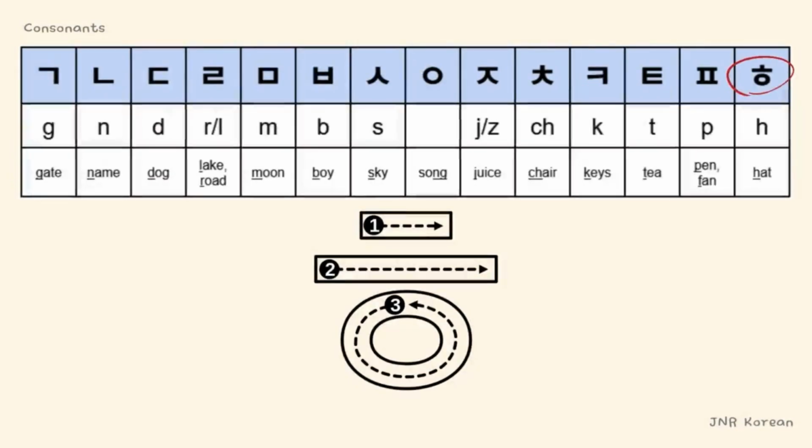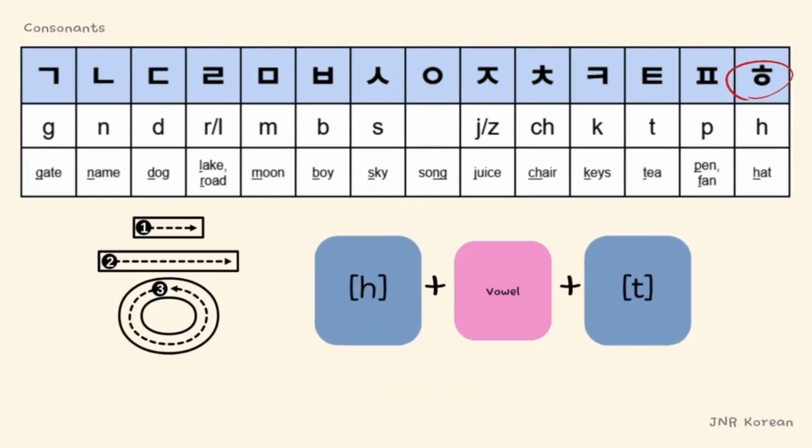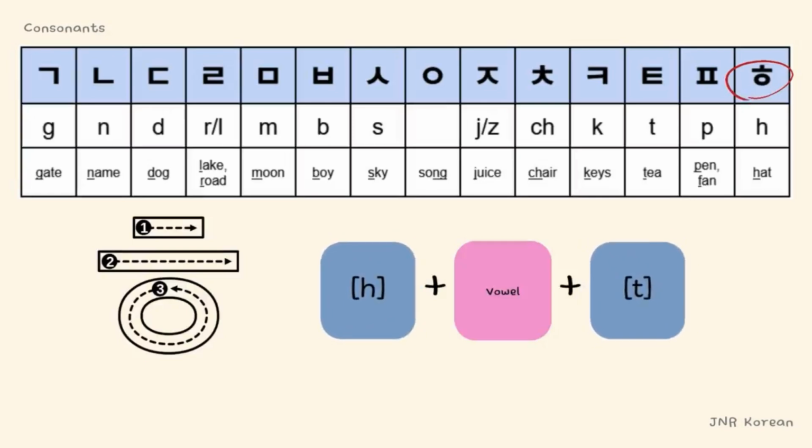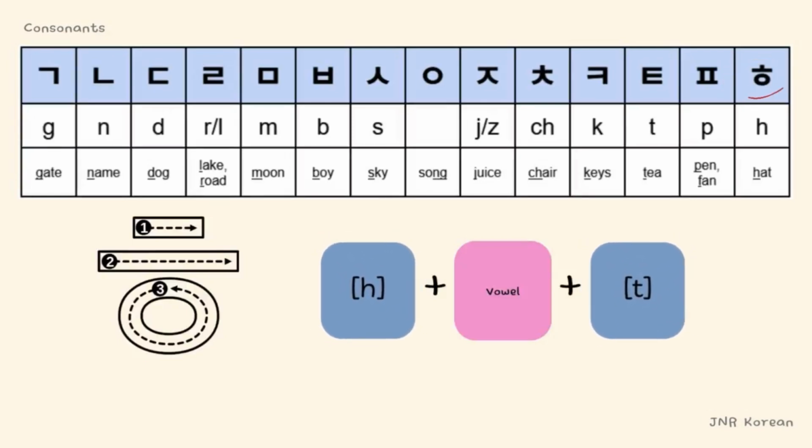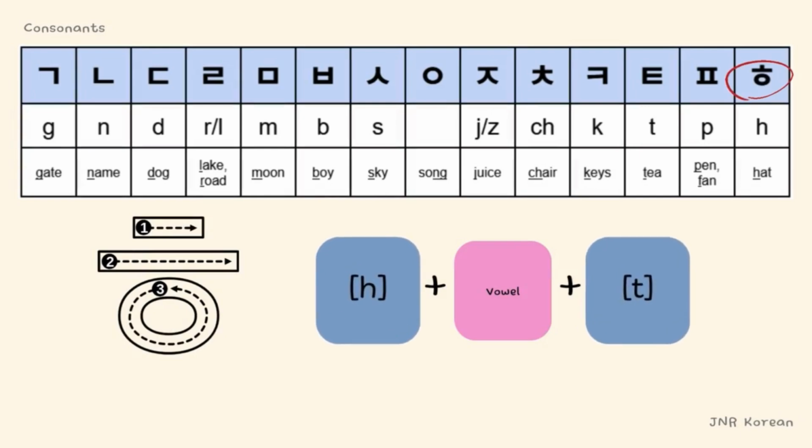The last consonant is 히읗. As you can see, 히읗 looks very similar to 이응. It looks like a hat on top of 이응. You can write 히읗 by drawing the short vertical line first, then the long horizontal line, then write 이응 under it. It is pronounced as h when used as an initial consonant, and as t as a final consonant.